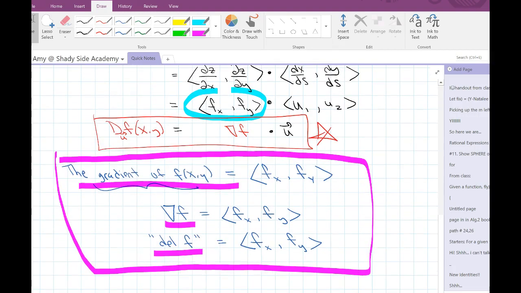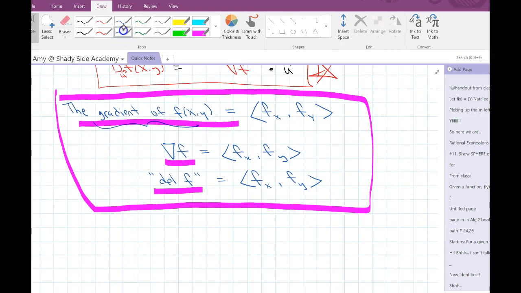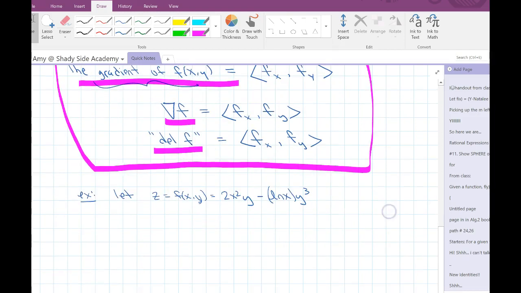Okay, let's just work through one example, and then I'm going to have you do some thinking. Not that there hasn't been thinking all the way here. Okay, let's just do an example. Let z, which is a function of x and y, equal 2x squared y minus, I don't know, a natural log of x times y cubed.